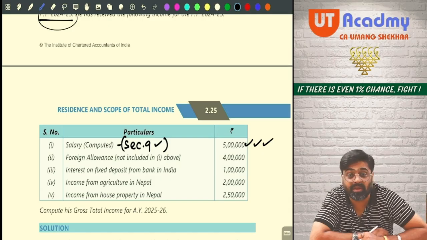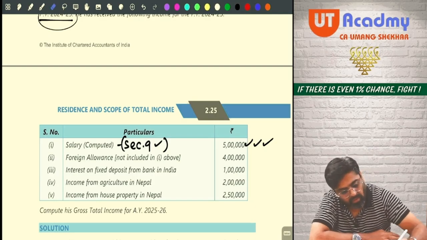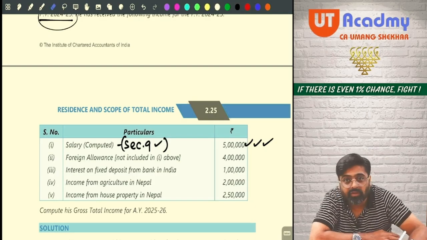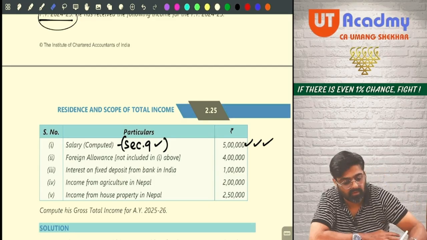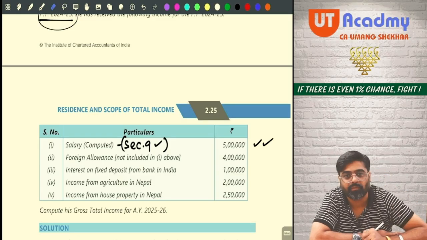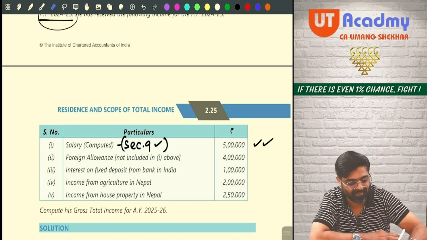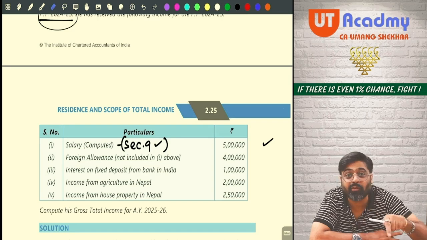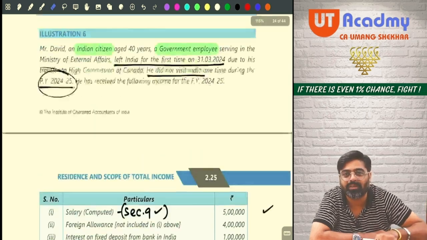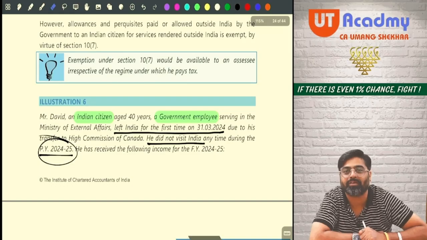Now, he is receiving foreign allowance also. Wait. I will not do 3 ticks. See the screen, everyone. First gone. ROR gone. RNOR also gone. What is remaining? This is the tick for non-resident. What is his status? Non-resident.